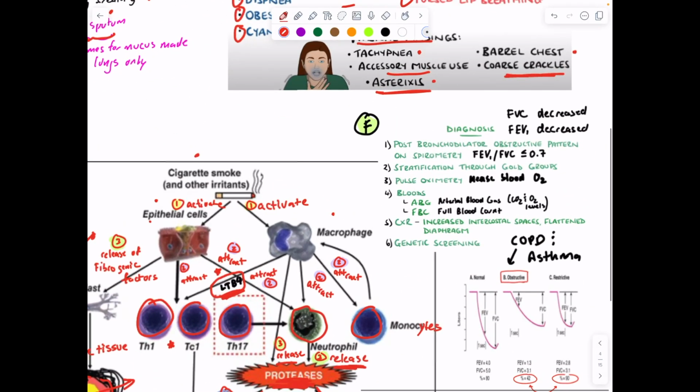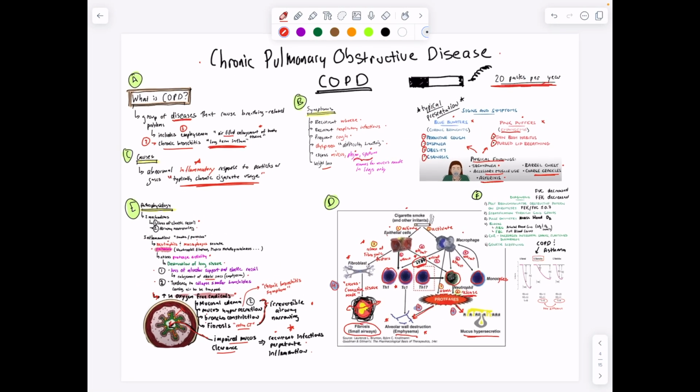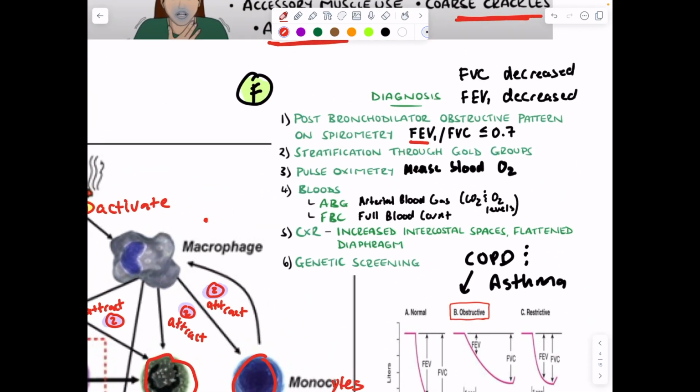All right, diagnosis, we're almost done. We have basically the same thing as for asthma, right? Asthma is an obstructive pulmonary disease. COPD is chronic obstructive pulmonary disease, and we're looking for the ratio of forced expiratory volume in 1 second over the forced vital capacity, the total amount that you breathe out, to be less than 0.7, that ratio.